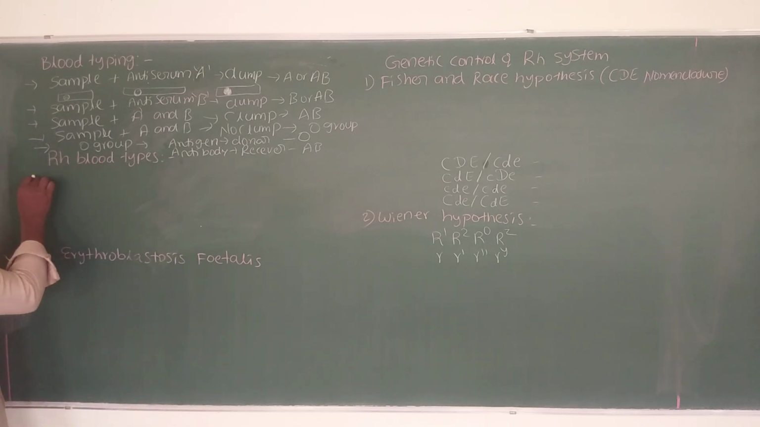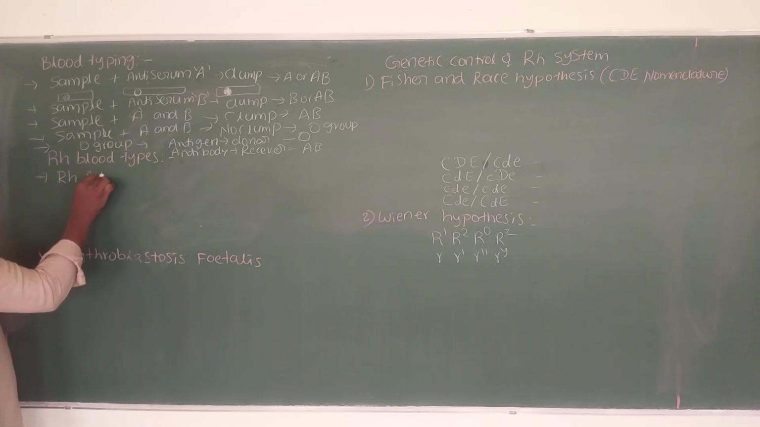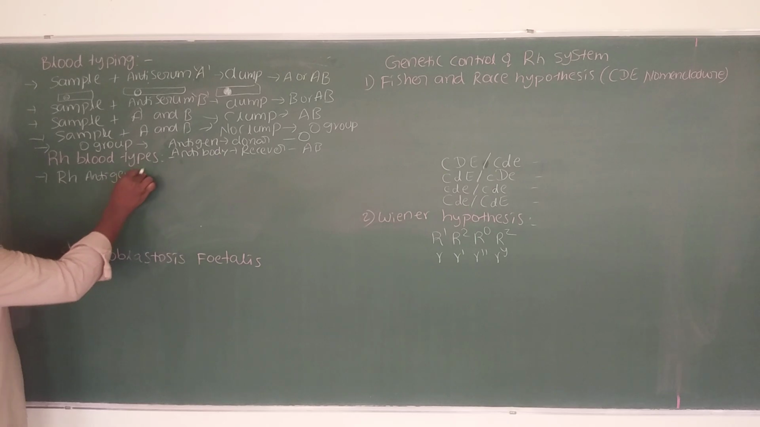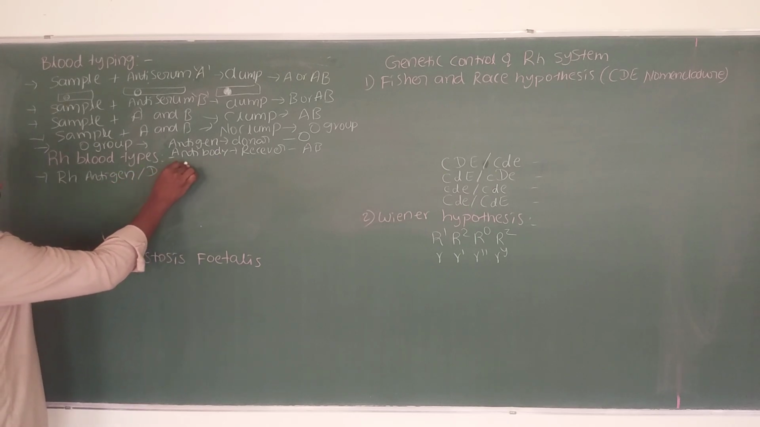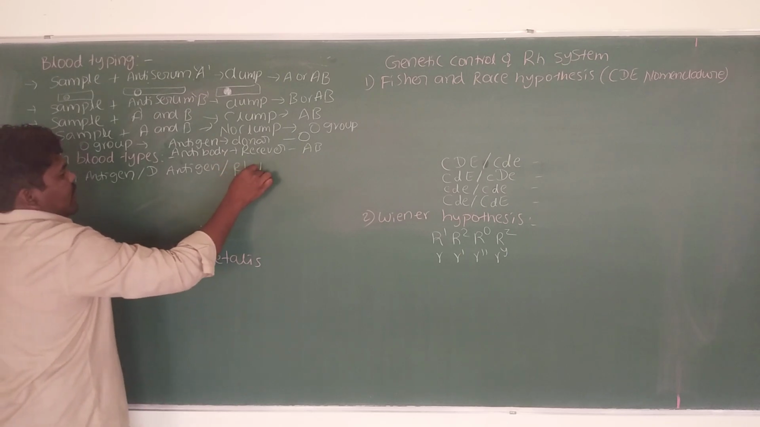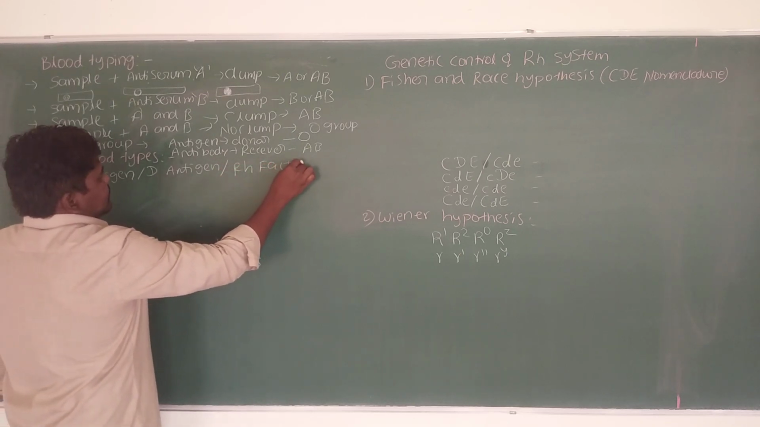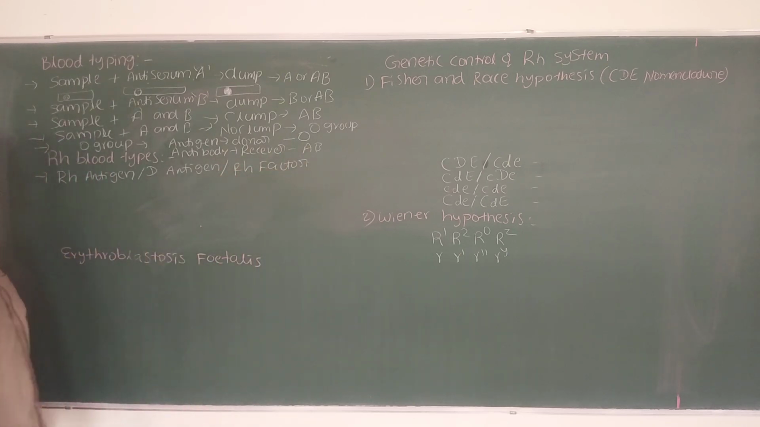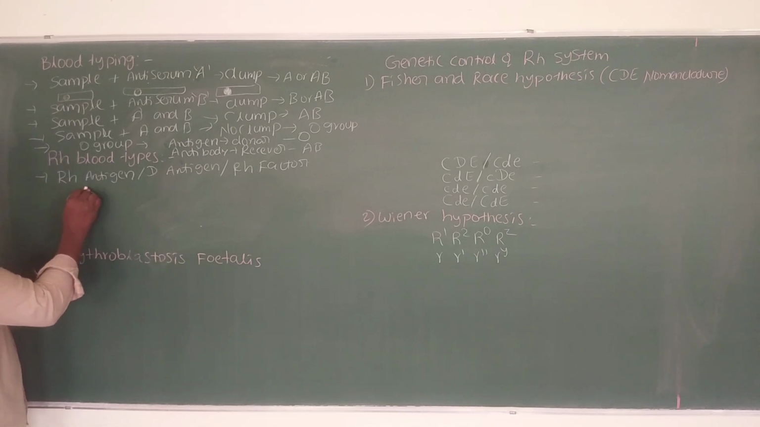There is one antigen. The name of the antigen is the Rh antigen, also called the D antigen, or the Rh factor. This Rh antigen is also present on the surface of RBC, on the surface of RBC.